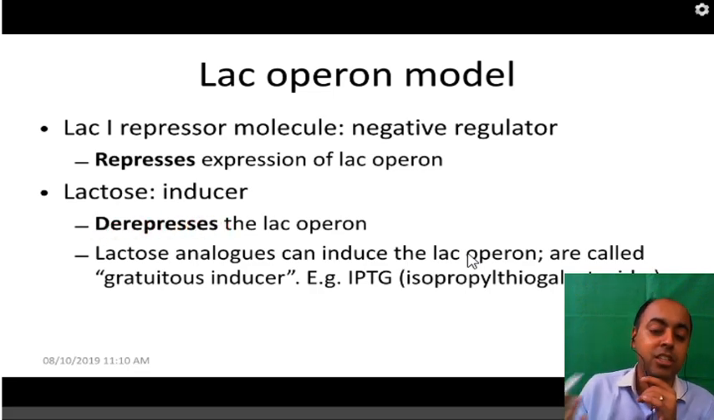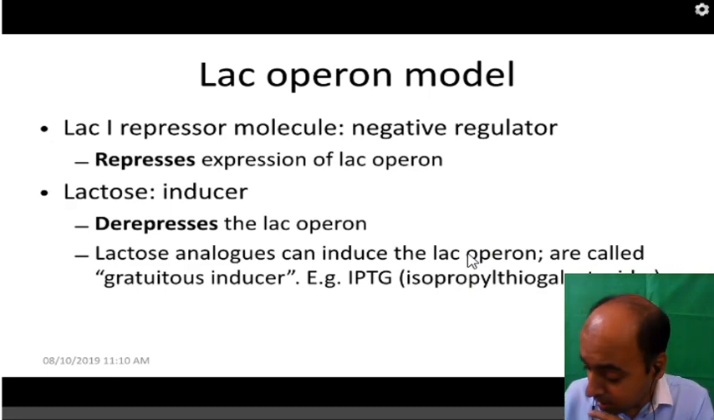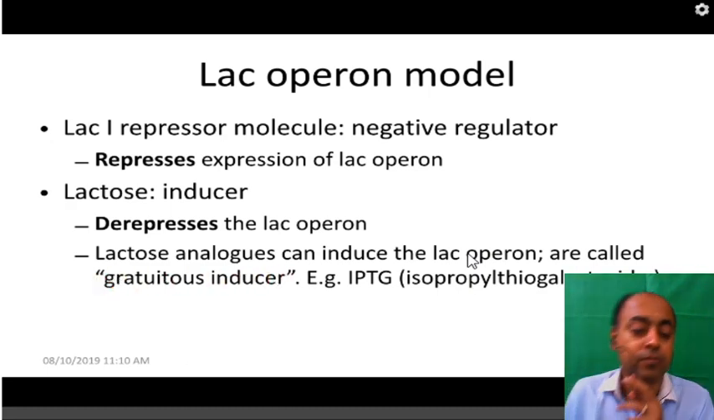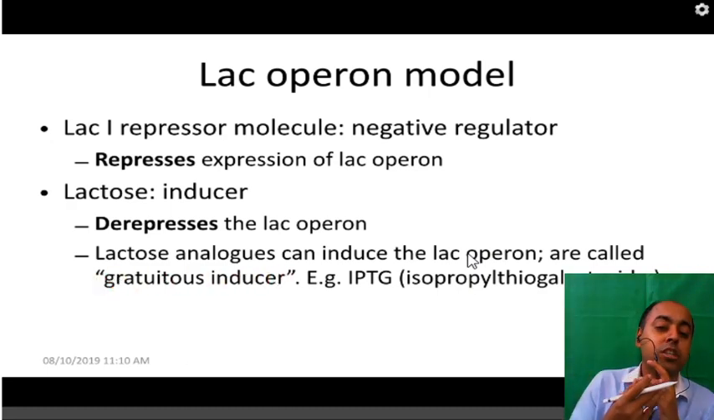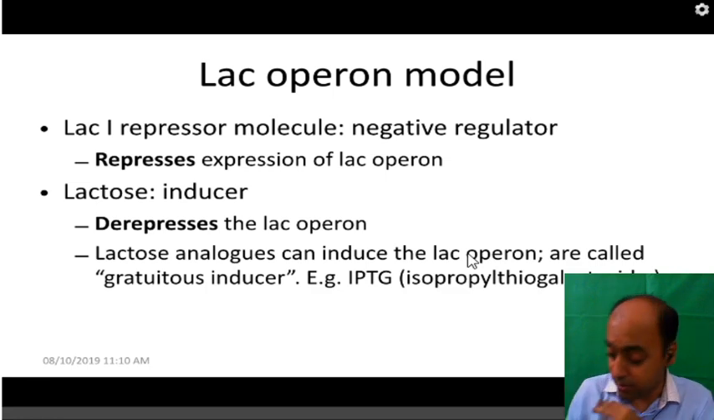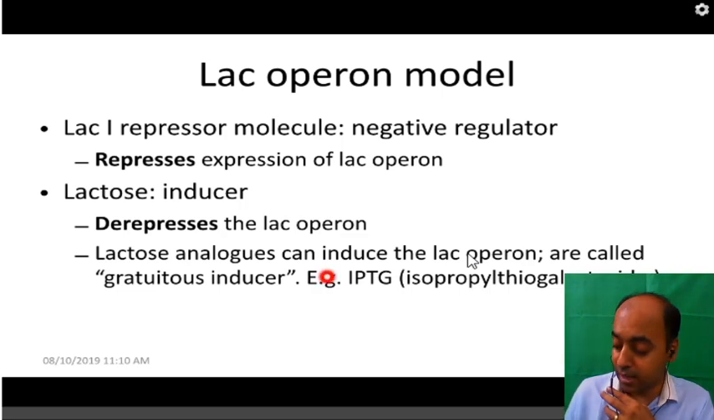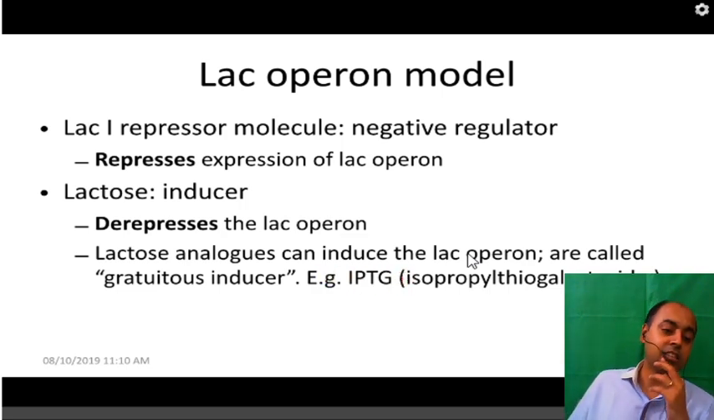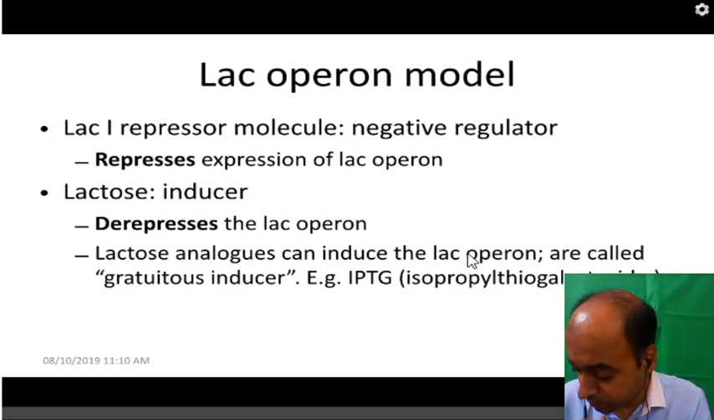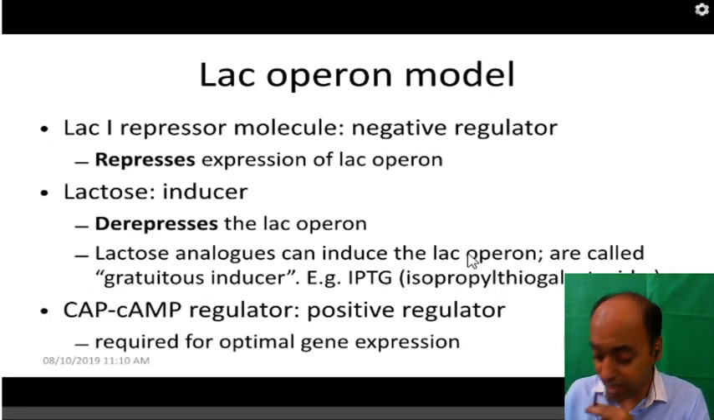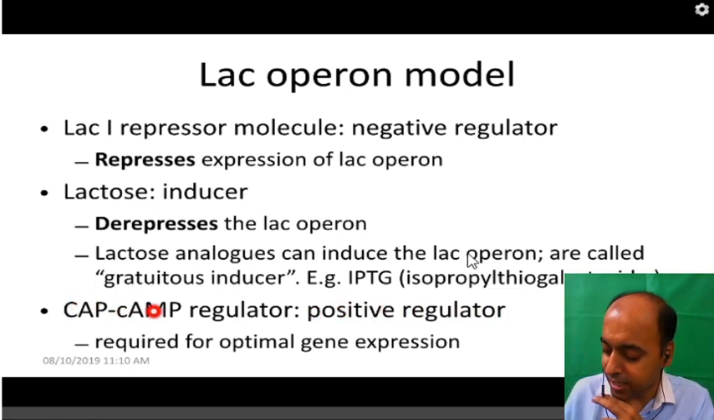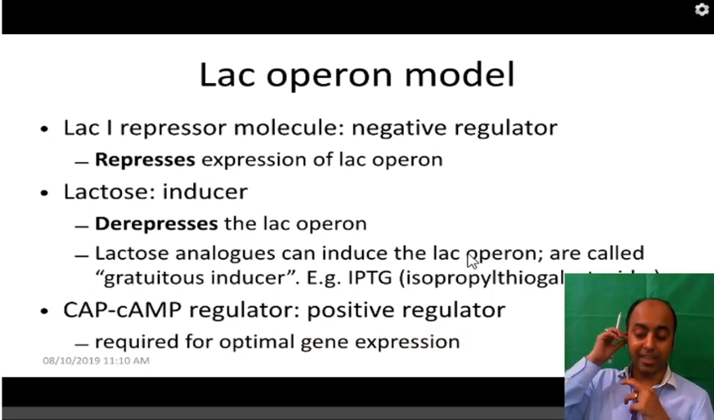We have some commercially similar molecules known as gratuitous inducers. They'll remove the blockage but themselves not get metabolized. The classical example is isopropyl thiogalactoside, also known as IPTG. It is the classical example of a lactose analog. And lastly, we have the positive regulator, the CAP-cyclic AMP complex. It is required for optimal gene expression.